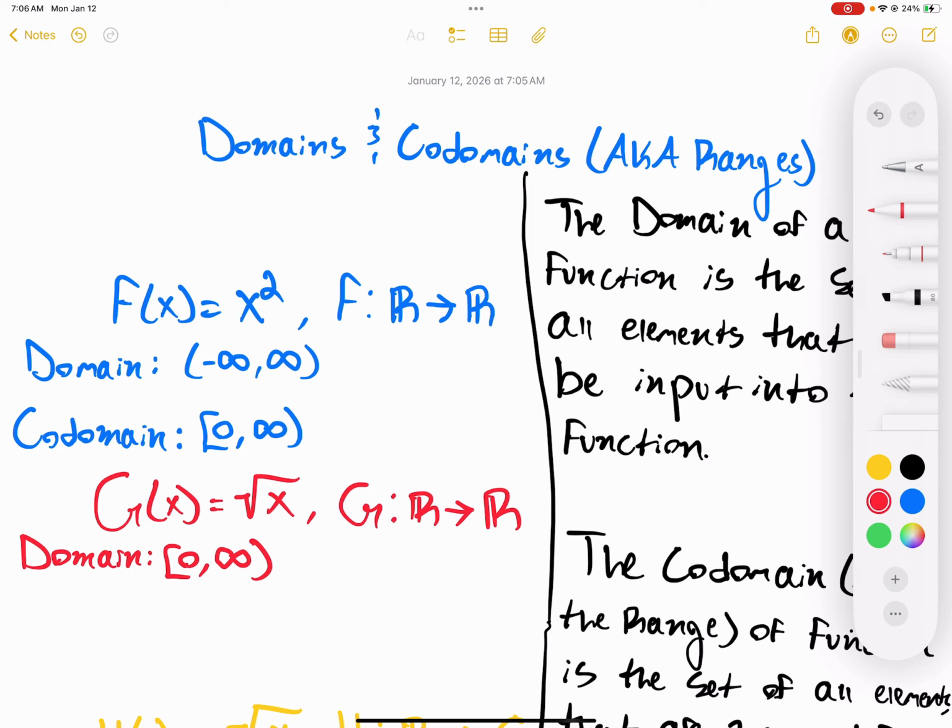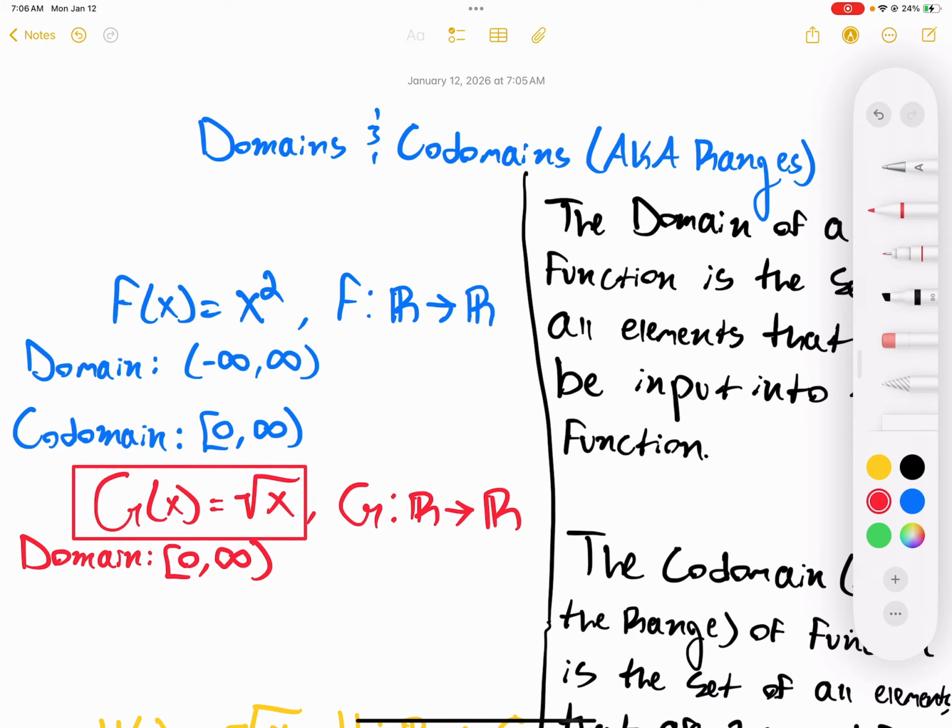Our codomain, you can't square root a number and get a negative number. You can only square root a number and get a non-negative number. There's no number I can take the square root of and get -1. Only the non-negative numbers can be produced from this function.